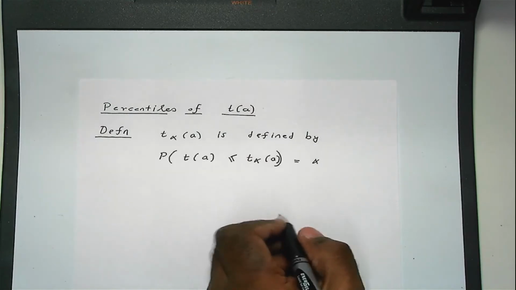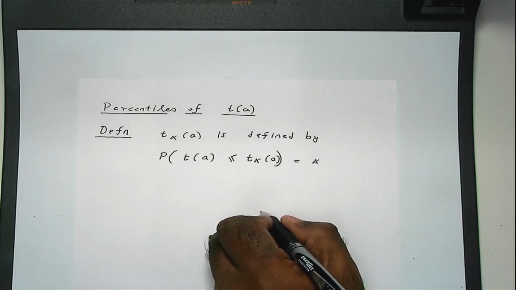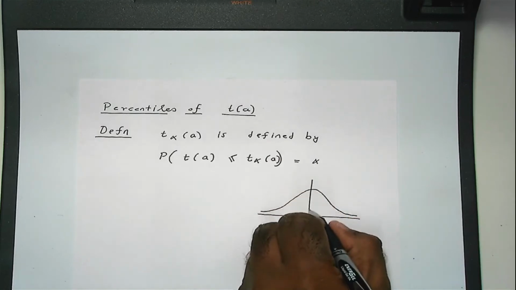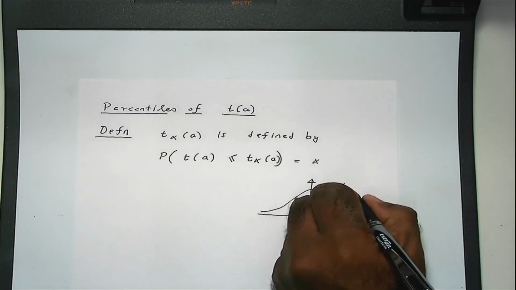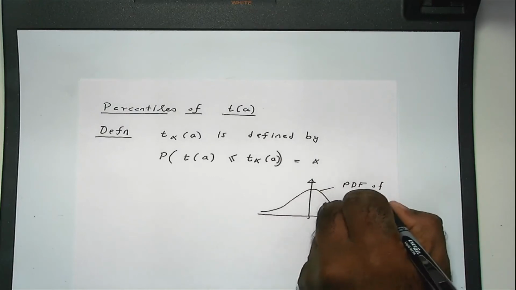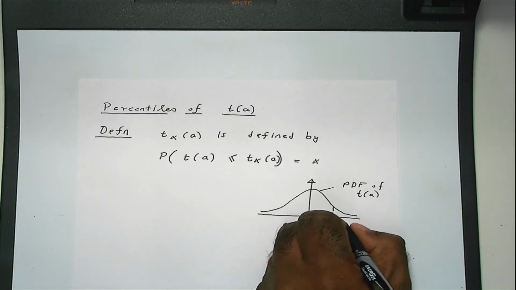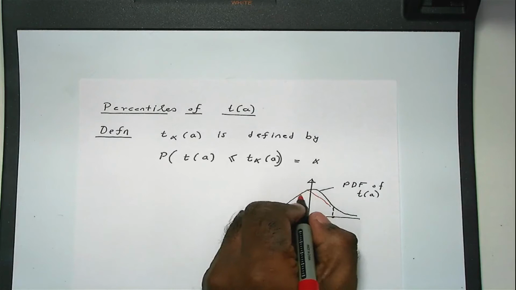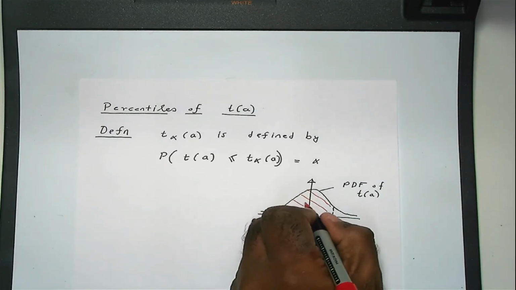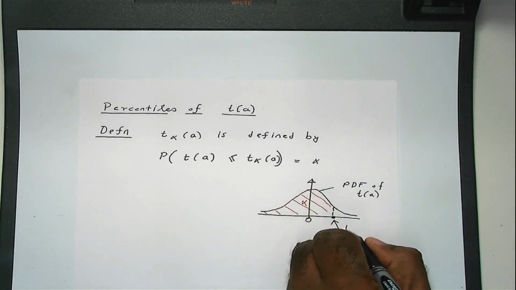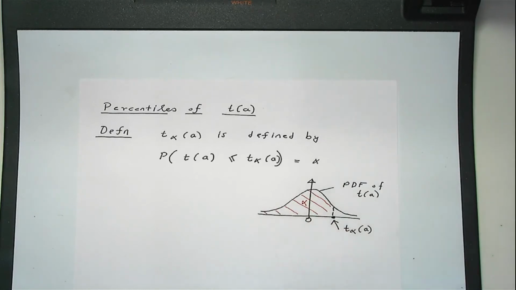So graphically, once again, if I can draw a picture here, let me see if I can draw. Well, suppose this is the PDF of a t variable. Right, so this is the PDF of t, right? And suppose you have a point here, and to the left hand side of this point, suppose this area here is alpha, right? Then this point here must be equal to the alpha percentile of a t variable, right? So in other words, the area to the left of this point must be equal to alpha, right?